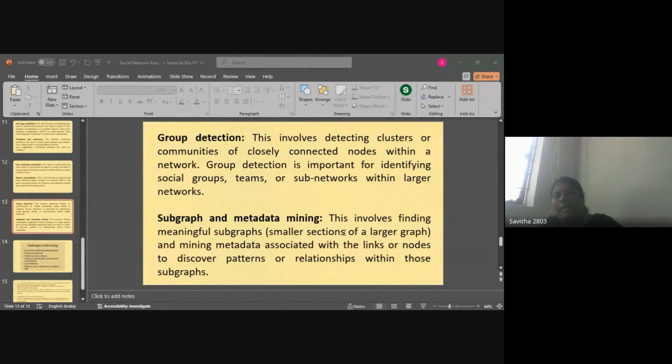So for link mining, there are 8 steps. One is link-based object classification. Link mining is the process of analyzing data based on the relationships, based on the links inside the social network. So based on these characteristics, we could break down the data and analyze it separately. So there will be 8 types of classification available: link-based object classification, object type prediction, link type prediction, predicting link existence, link cardinality estimation, object reconciliation, group detection, and subgraph and metadata mining.